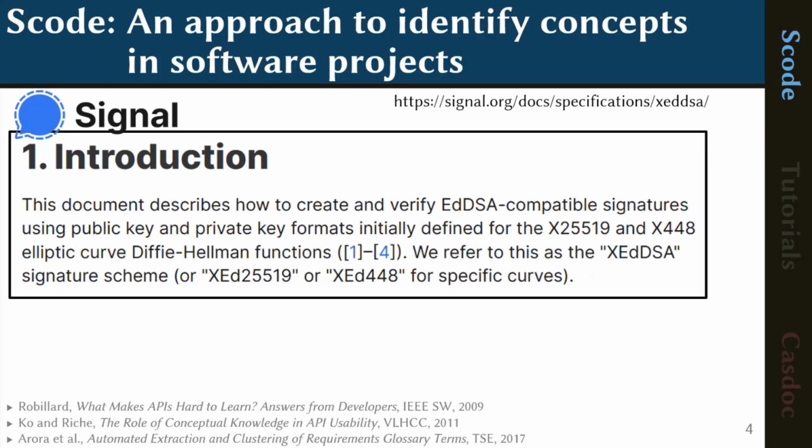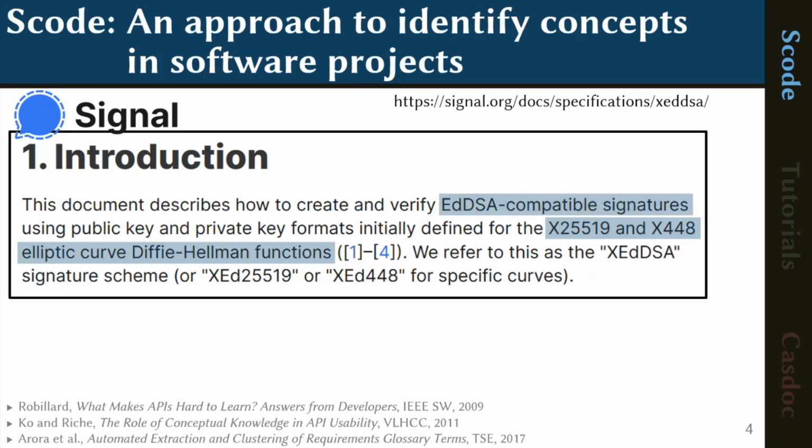So to introduce code, let me show you this excerpt, which is the first document that you'll find if you read about the Signal Messenger application. Signal is a privacy-conscious messenger application. And this is the very first document you'll find. And this is the introduction. This document describes how to create and verify DSA compatible signatures using public key, private key, for the X25519, etc.